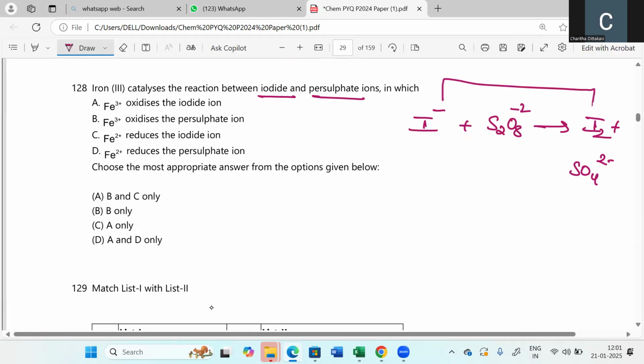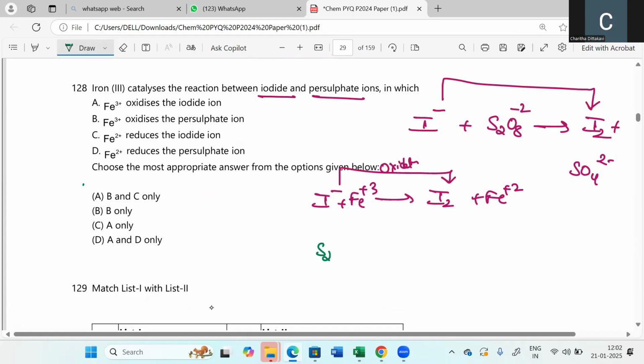So I minus turning into I2, I minus turning into I2, negative turning into 0, which is oxidation because of loss of electrons. Then for reduction, can I say Fe+3 turning into Fe+2 will be the reduction here, right? And then I would go with S2O8 separately. S2O8 minus 2 turns to SO4 minus 2, right?